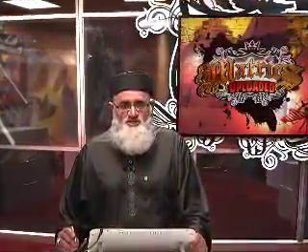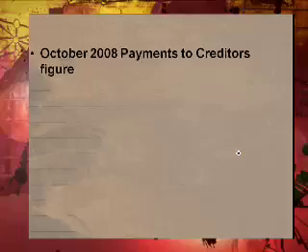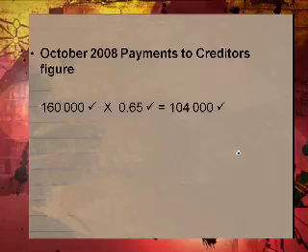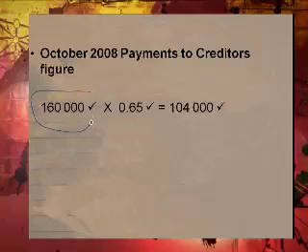Welcome back, guys. Yes, cash budgets, interpretation, and some calculations. What are we expected to calculate now? We are expected to calculate the payments to our creditors. Yes, so immediately you identify the amount, which is 160,000.